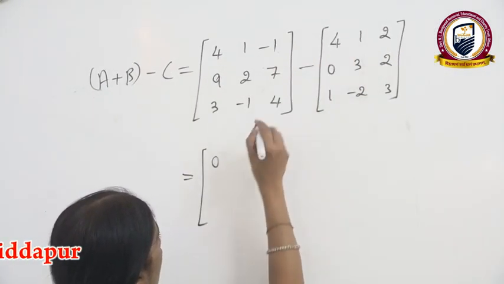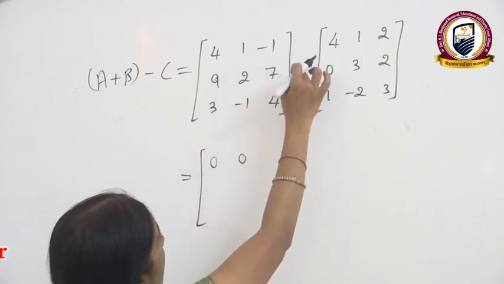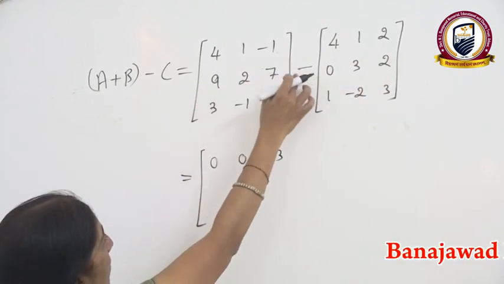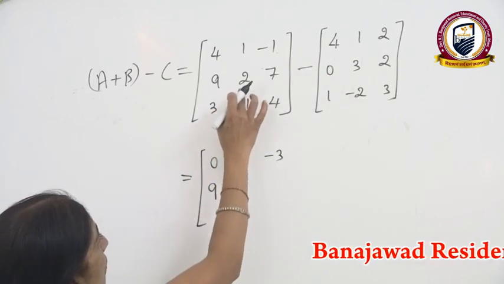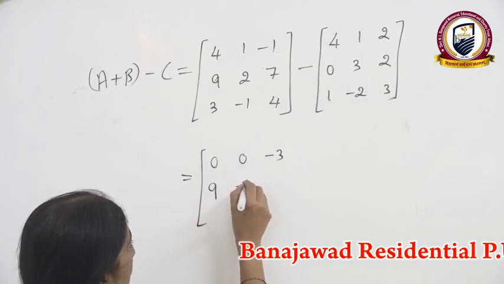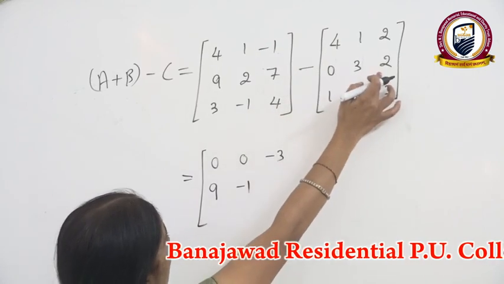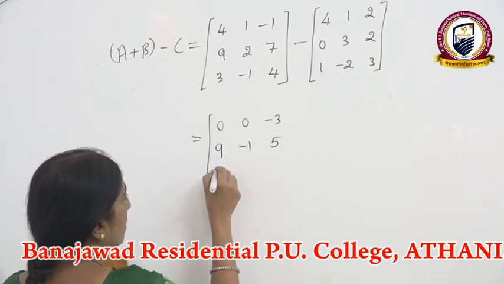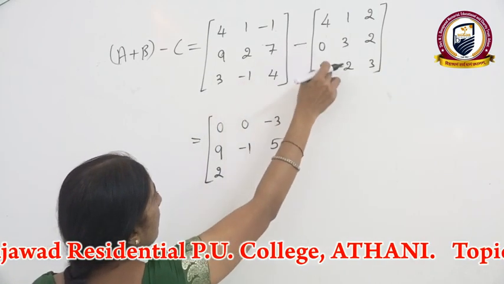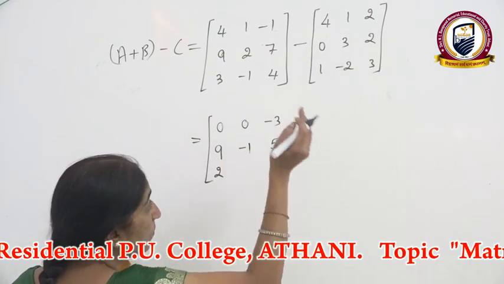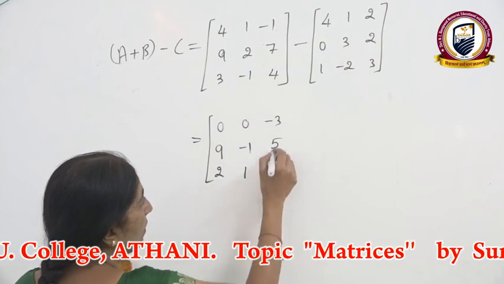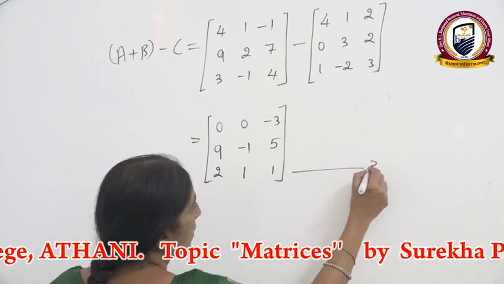1 minus 1, 0. Minus 1 minus 2, minus 3. 9 minus 0, 2 minus 3, 7 minus 2, 3 minus 1, minus 1, minus into minus plus, minus 1 plus 2, 1, 4 minus 3, that is 1. Call it as equation 2.